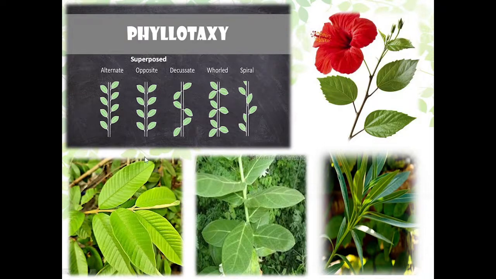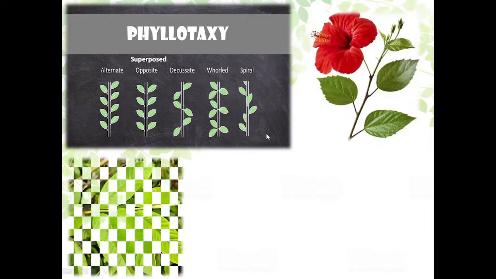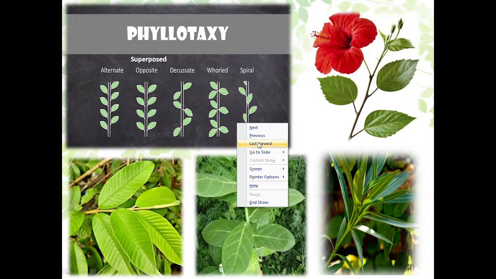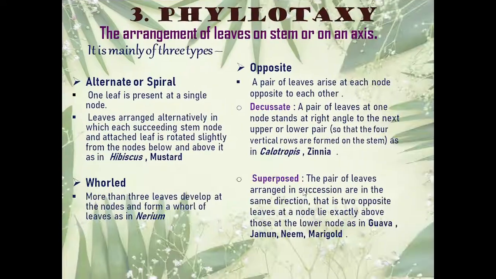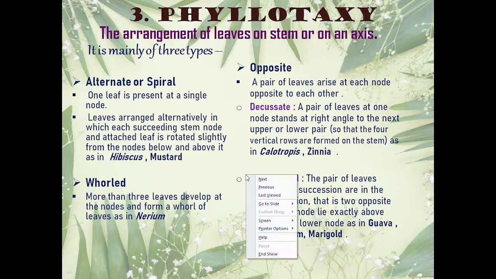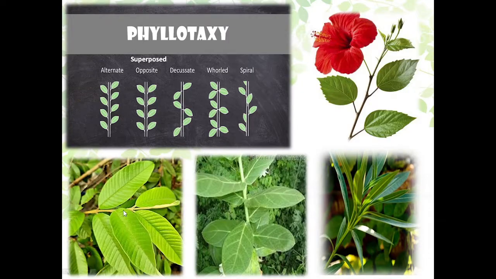Superposed opposite. What have we seen in superposed opposite? The pairs of leaves arranged in succession are in the same direction, that is, two opposite leaves at a node lie exactly above those at the lower node. Okay, fine. So see, these are all opposite, just opposite to each other.